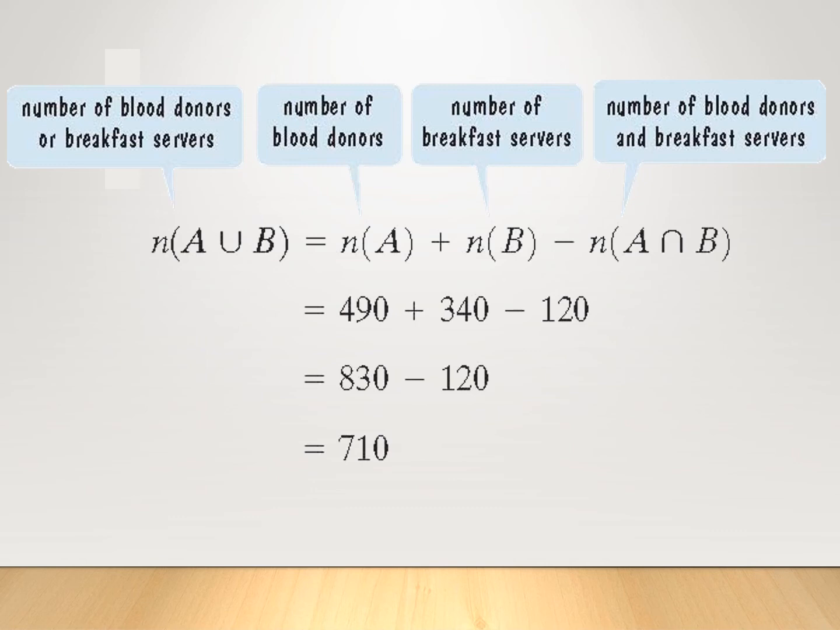So based from the problem, it is equal to 490 plus 340, then minus 120. So 490 plus 340 is equal to 830, then minus 120, it is equal to 710. So the number of blood donors or breakfast servers is 710.